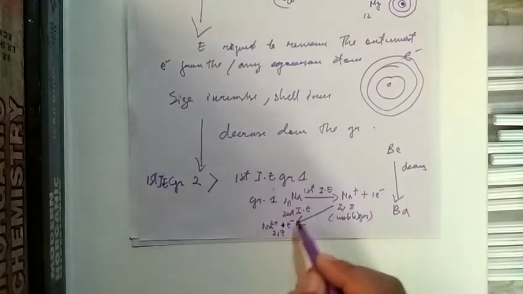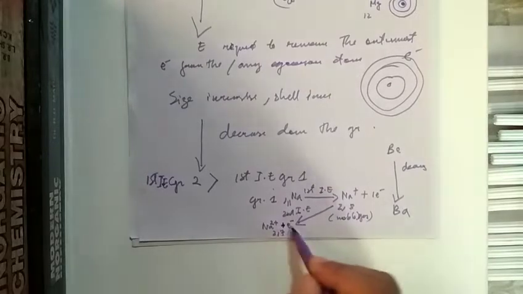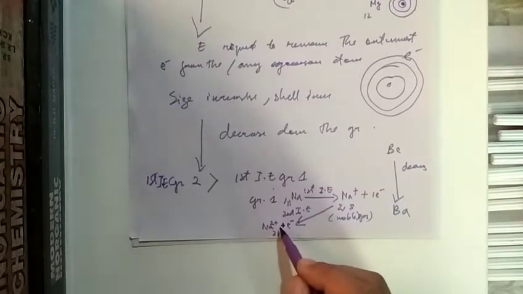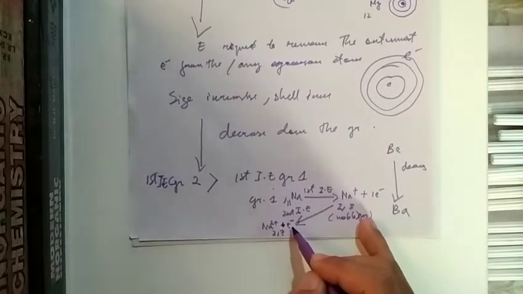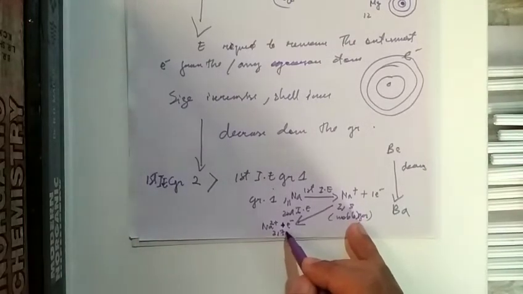So in this case it is not stable, and this ionization enthalpy will take higher energy to remove an electron from here.